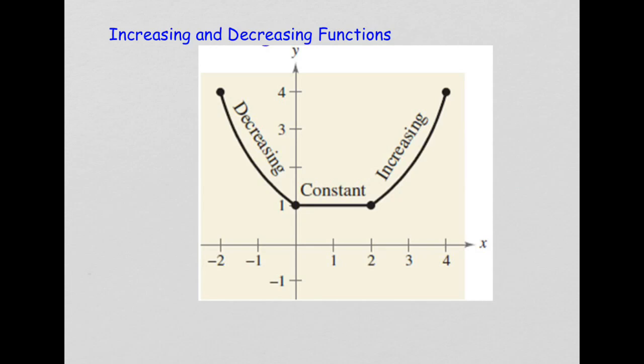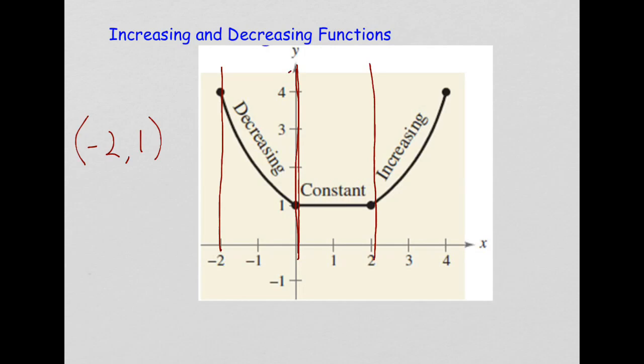Increasing, decreasing, and constant parts of functions. We notice our function from here to here is decreasing, and we write that interval as -2 to 1. And from here to here, we see that the function is constant, so we write that as 1 to 2.